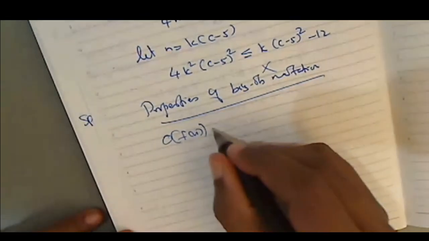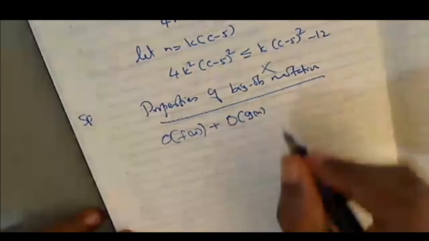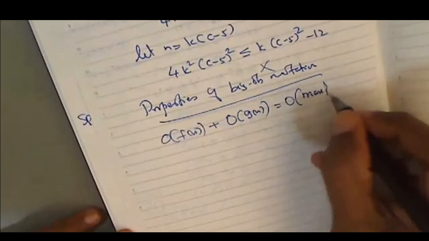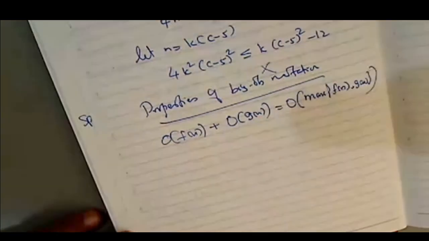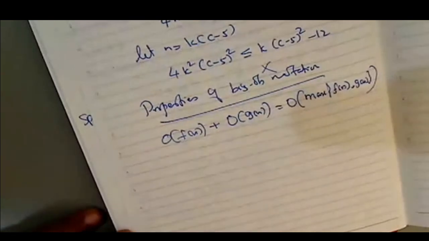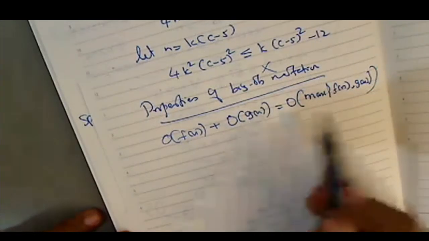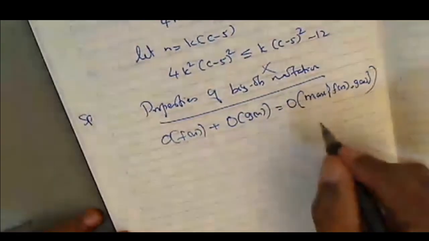So if you have order of f of n and order of g of n, and you add them, this is equal to order of maximum of f of n comma g of n. So that means if you have two big O notations, the final result will be the maximum of these. How?